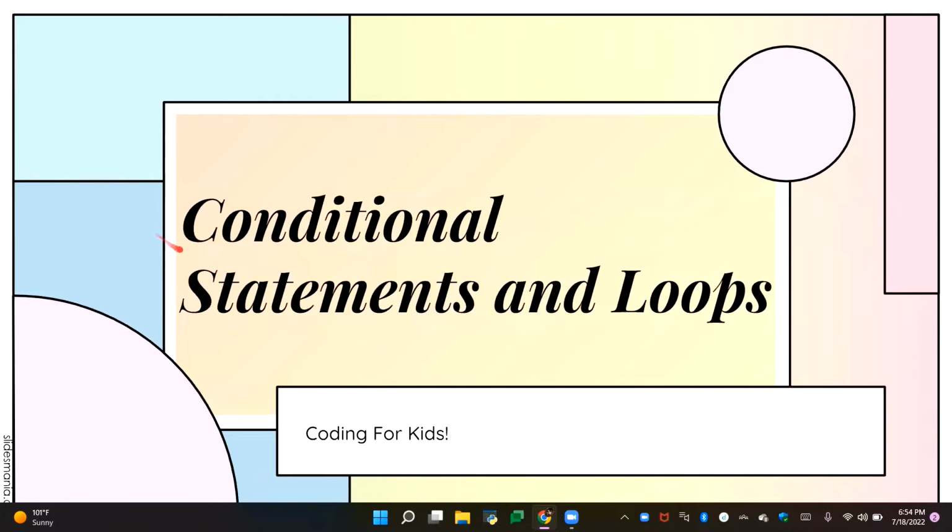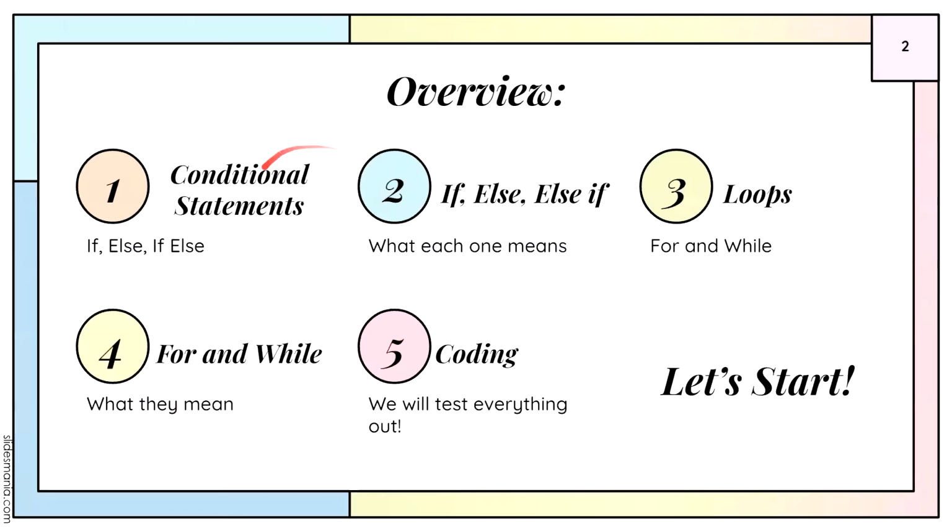Today we are going to be learning about conditional statements and loops by Coding for Kids. So let's get started. First, we're going to be learning about the overview and what we're going to be doing in today's video. First, we're going to be looking at conditional statements, like if and else, and going more in depth into what each one means. Then we're going to be learning about loops, the for loop and the while loop, and going in depth into both of them and what they mean. And finally, we're going to be doing some coding, testing everything out and seeing how they look in code.